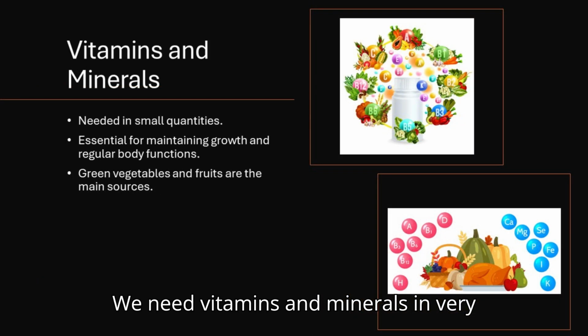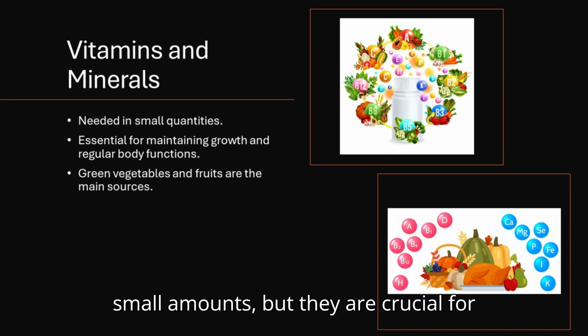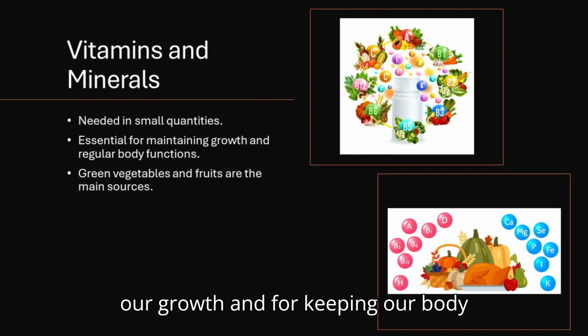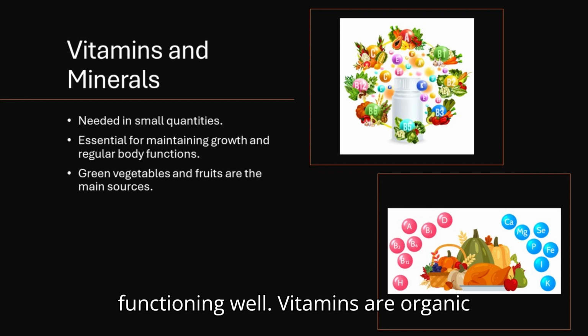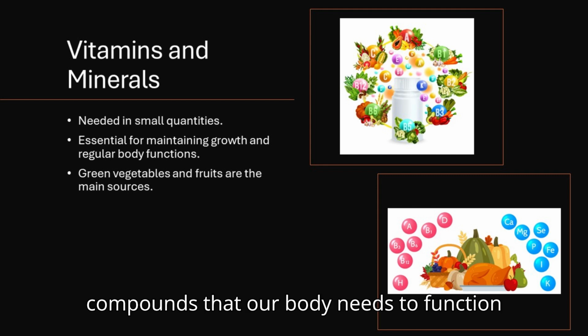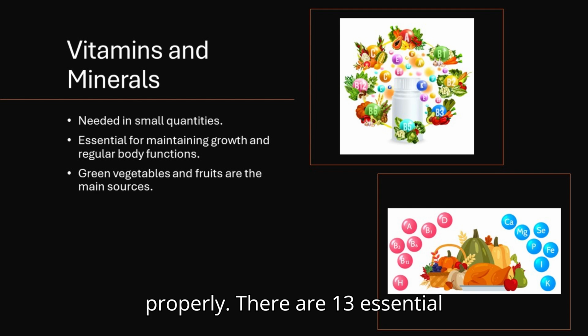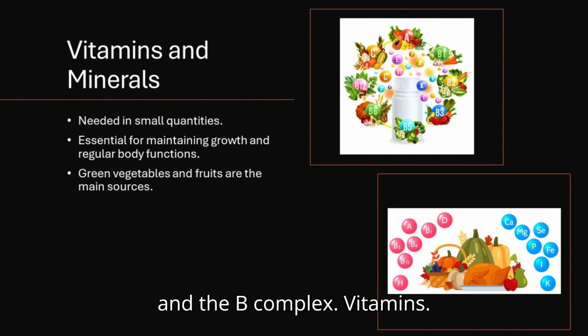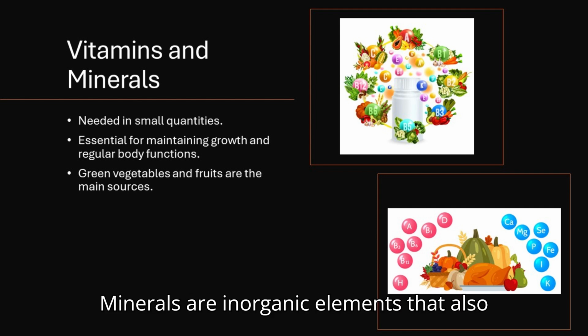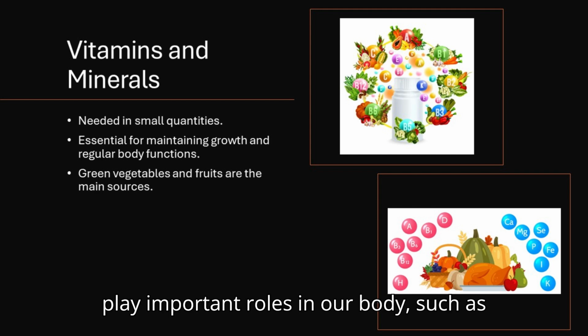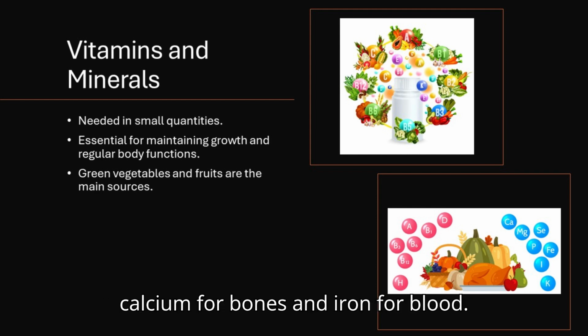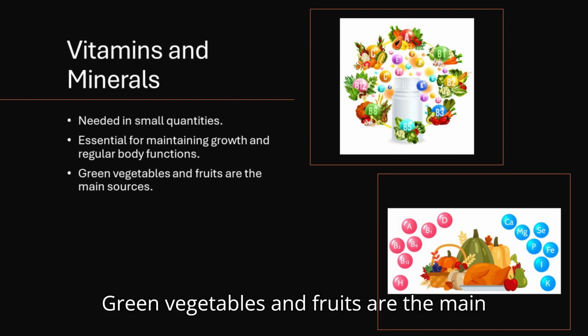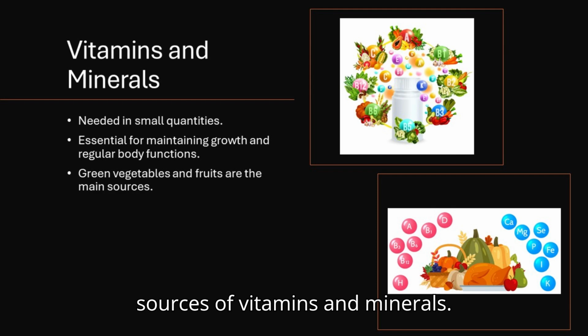We need vitamins and minerals in very small amounts, but they are crucial for our growth and for keeping our body functioning well. Vitamins are organic compounds that our body needs to function properly. There are 13 essential vitamins, including vitamins A, C, D, E, and the B-complex vitamins. Minerals are inorganic elements that also play important roles in our body, such as calcium for bones and iron for blood. Green vegetables and fruits are the main sources of vitamins and minerals.